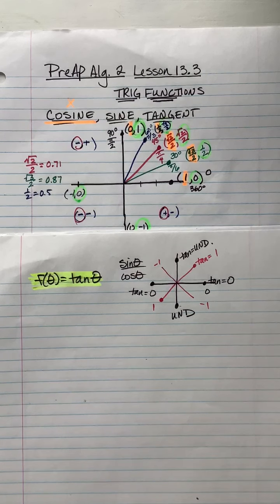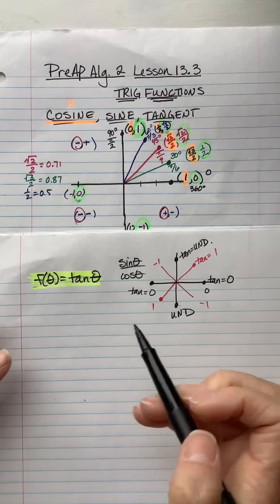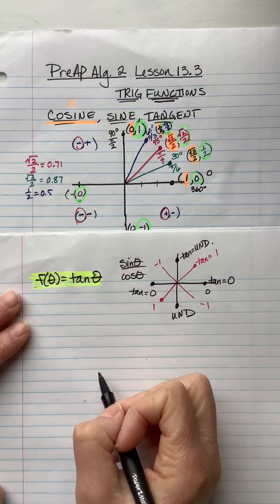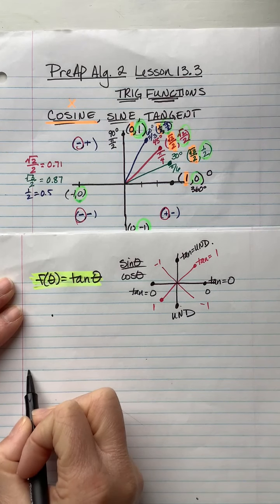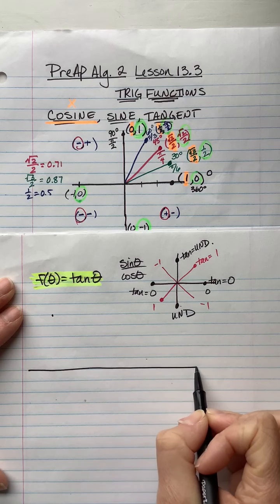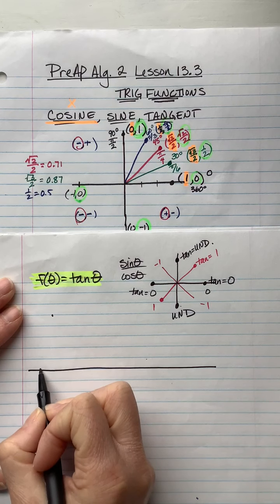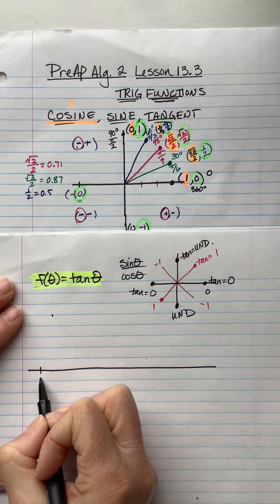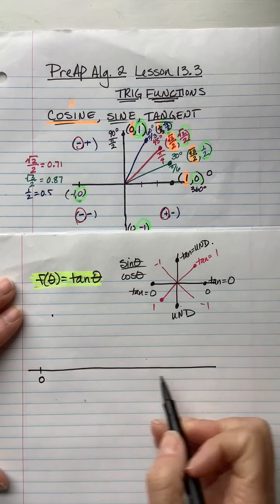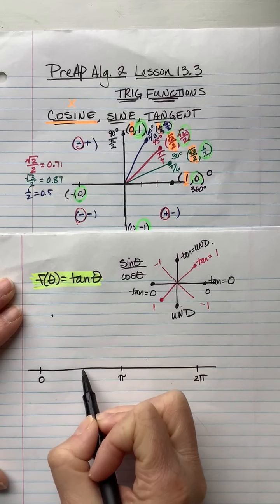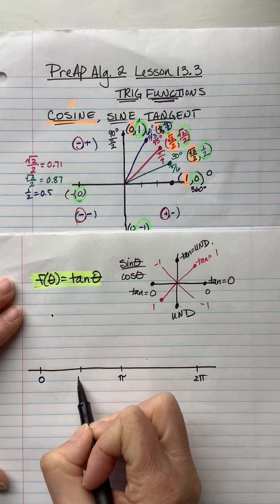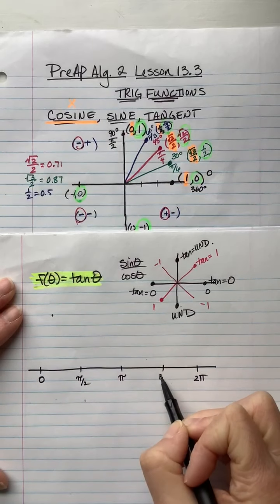So here I go with my tangent function. All right, so tangent's pretty crazy because of these undefines. So for right now, I'm going to put my 0 axis over here. Here's going to be my big axis. And I'm going to start with my 0. I'm going to go all the way out to 2 pi. And then there's my pi. And then there's my pi over 2. And my 3 pi over 2.